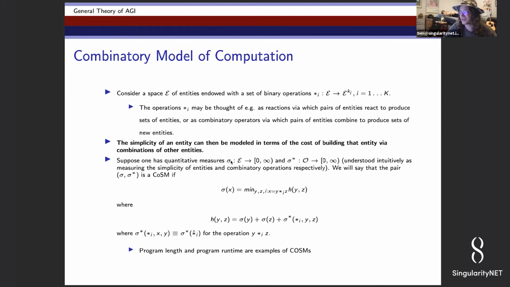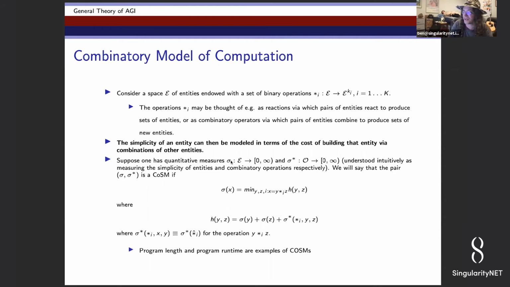Basically, if you look at computation this way, which is a perfectly valid general purpose way to do it, then you say, well, we can model the simplicity of some entity in terms of what's the minimum cost to build up that entity through repeatedly combining elements with combinatory operations, and combining the combinations, and so forth. So a measure of simplicity that can be defined as the minimum cost of iteratively combining a bunch of elements with combinatory operations, I call a combinational simplicity measure.